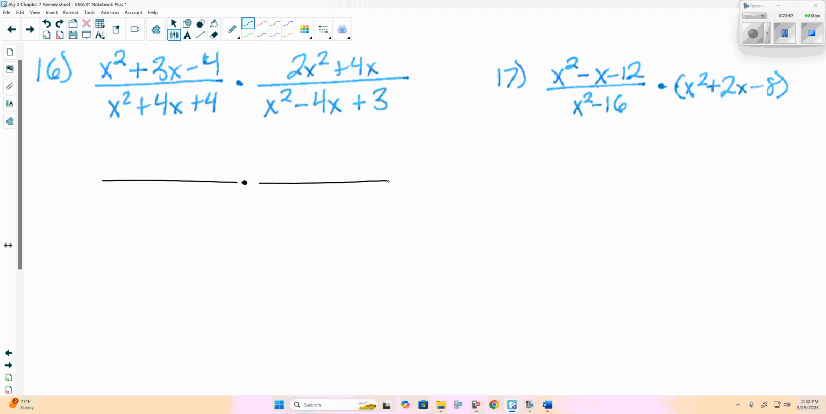x squared plus 3x minus 4 over x squared plus 4x plus 4, times 2x squared plus 4x over x squared minus 4x plus 3. Fortunately, we don't have a difference of perfect squares in any of the four spots. So where do y'all want to start?